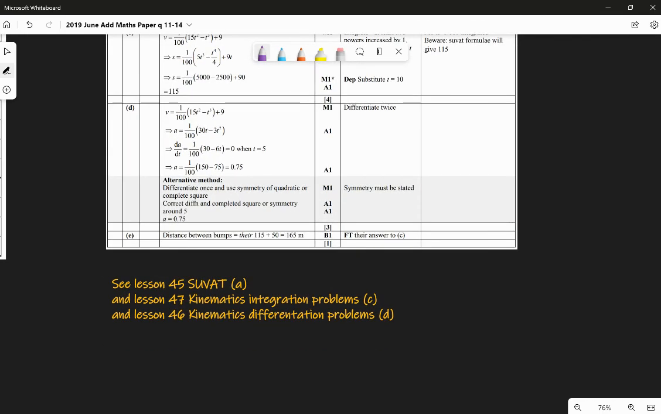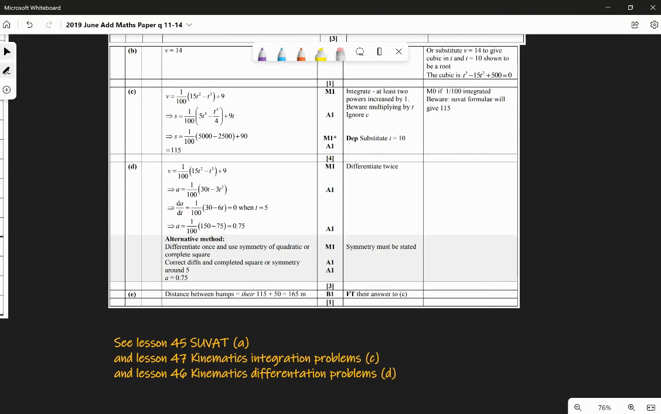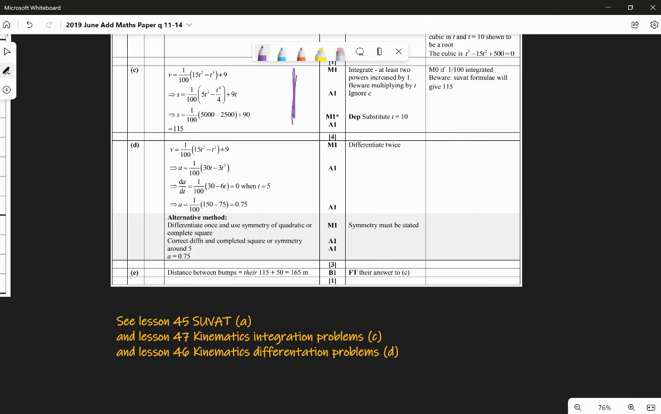If you need more practice on this, lesson 45 in my channel is on SUVAT. Lesson 47 is on integration problems, so that's like part C. And then lesson 46 is on differentiation problems, that's like part D.